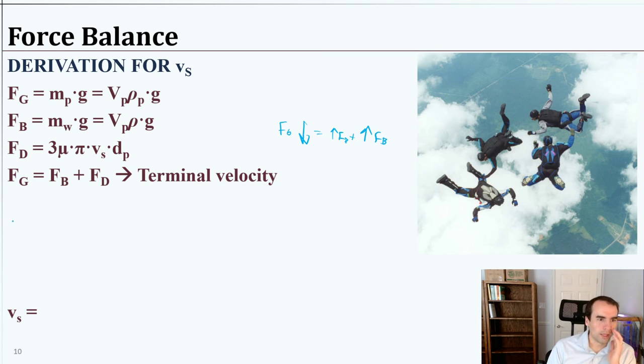Okay, so let's go ahead and write it out, and I'm going to use the terms on the right because that's going to simplify easier for us. So we have volume of the particle times the rho of the particle times g. It's going to be equal to volume of the particle times the rho of the water times g plus 3 times the viscosity times pi times that velocity that we're looking for times the diameter of the particle.